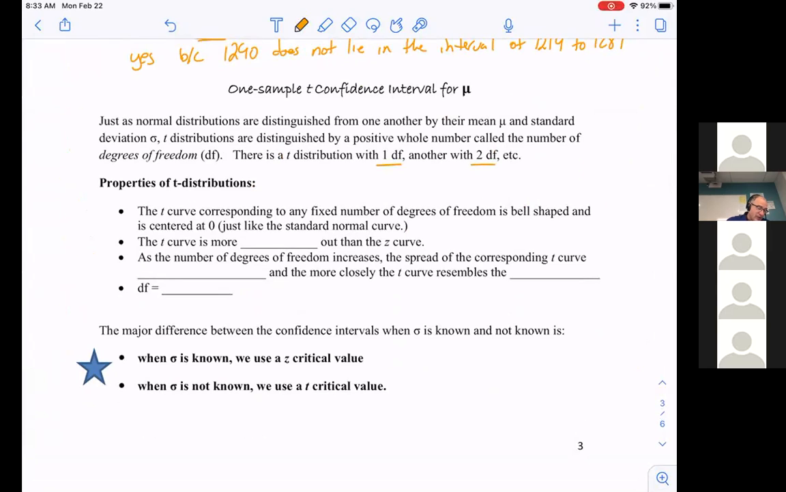Okay, so the T curve corresponding to any fixed number of degrees of freedom is a bell-shaped curve centered at 0, just like a standard normal curve. Just the T curve is going to be more spread out than the Z curve. As the number of degrees of freedom increases, the spread of the corresponding T curve decreases. So again, the smaller my sample size, the wider the curve is, and the more closely that T curve resembles a Z curve as it grows.